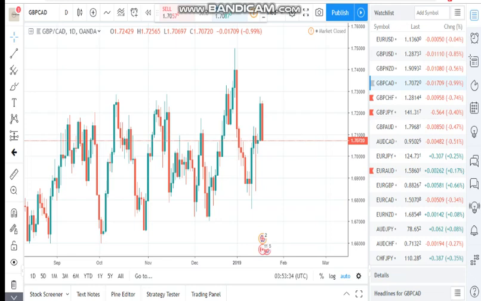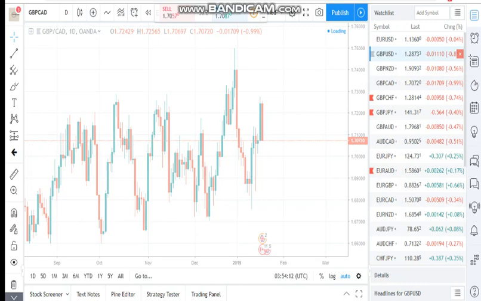Okay, let's take a look at the GBP pairs, because recently on Thursday we had the Brexit vote, which affected these pairs, the GBP pairs in common. So what I want to show you is exactly the technical aspect of what's actually happening if you were to trade all these GBP pairs this week.